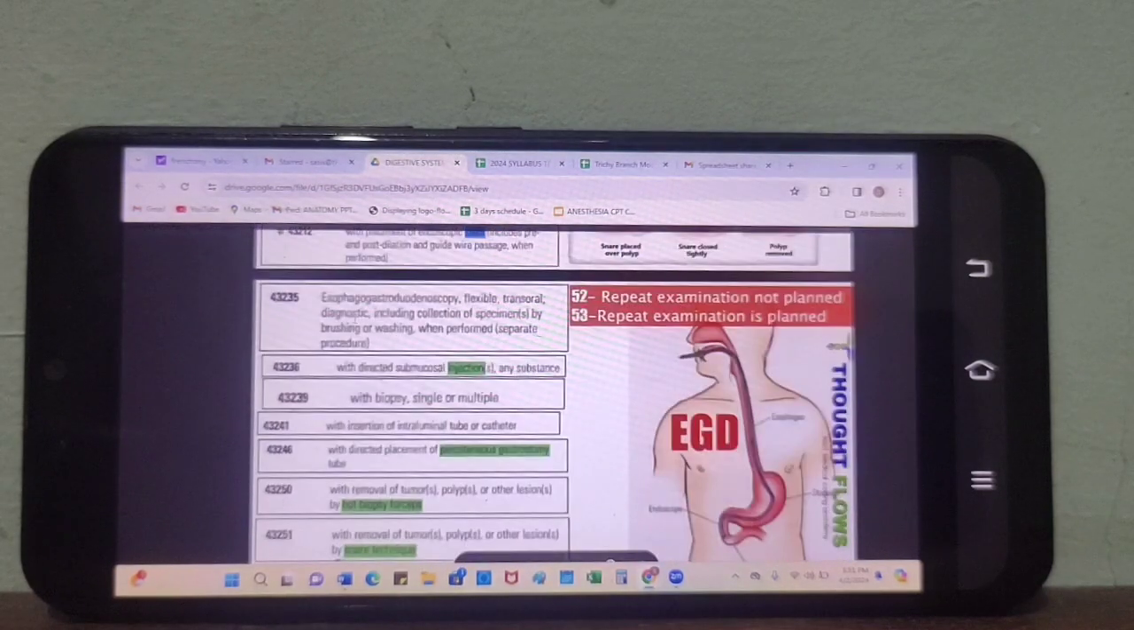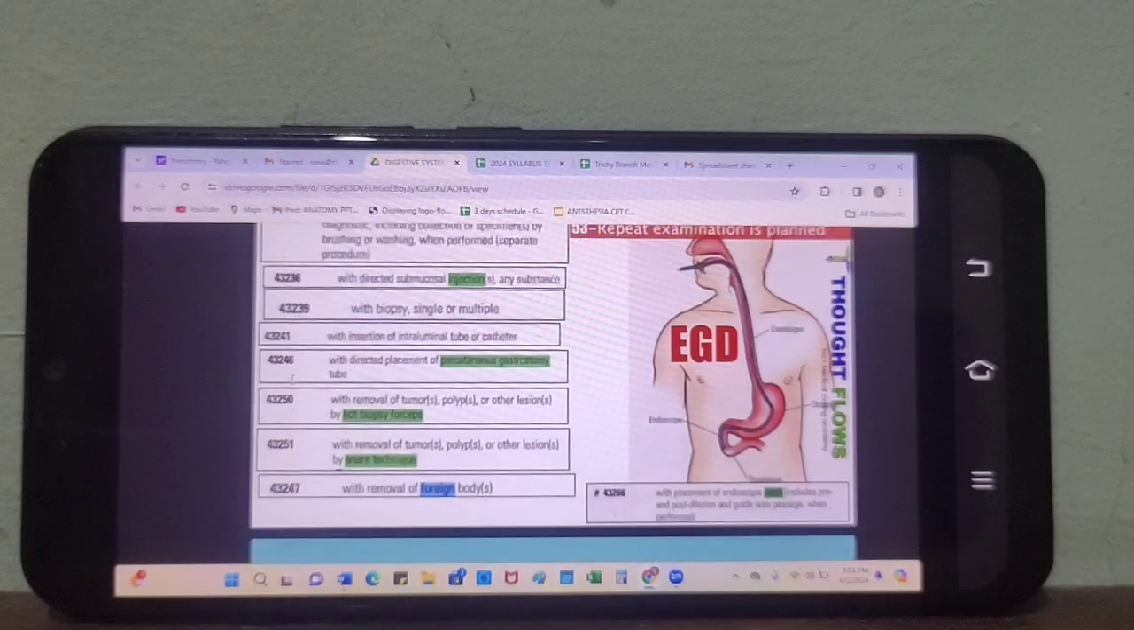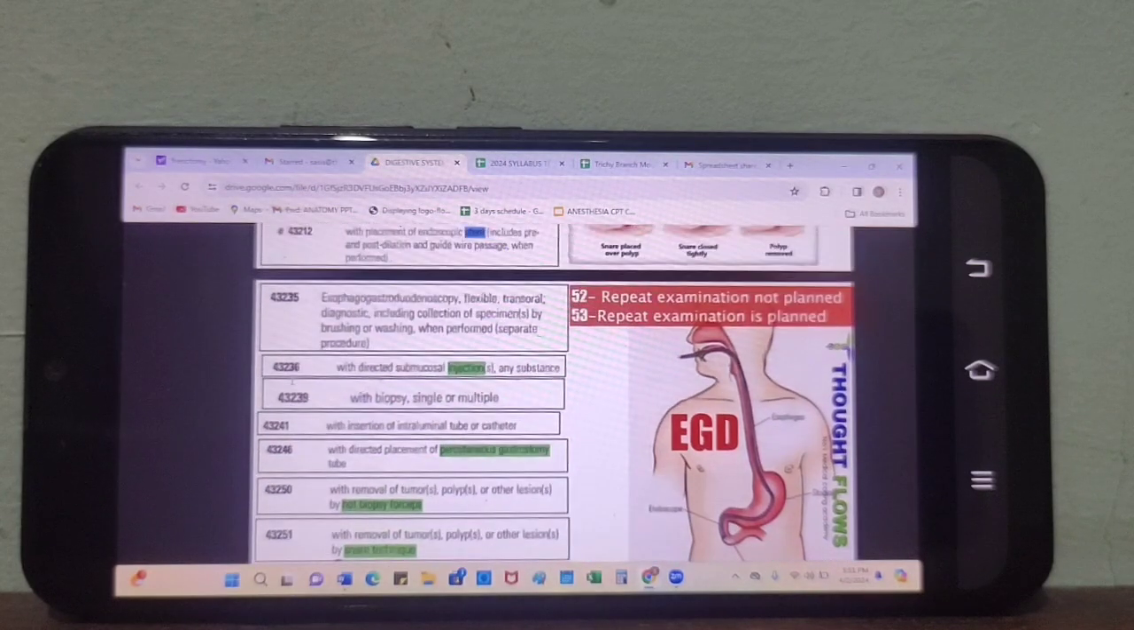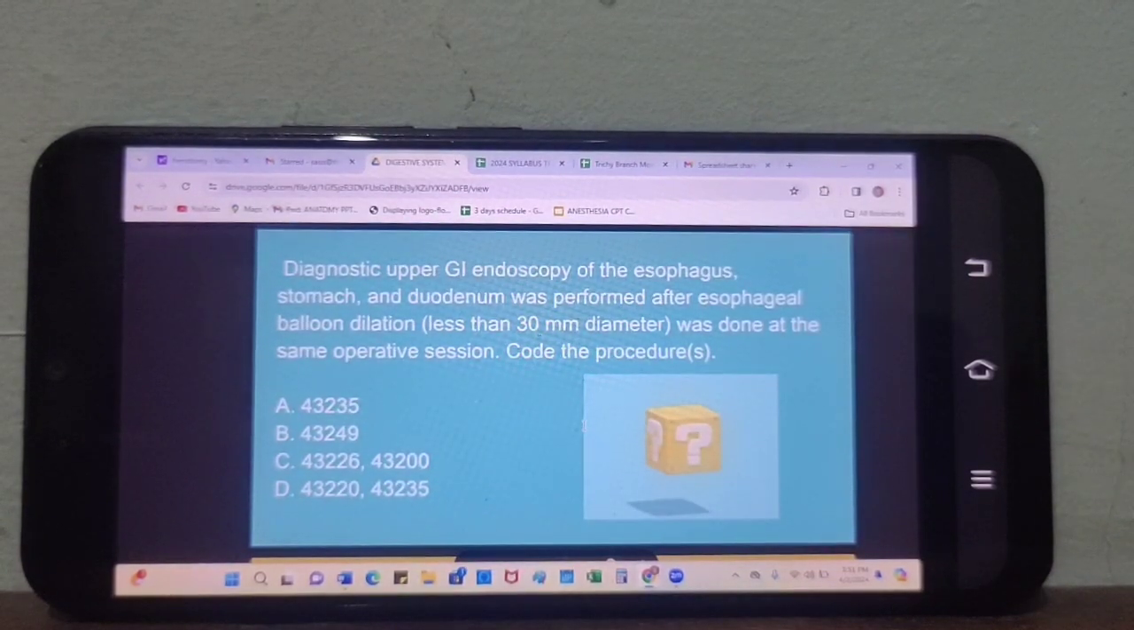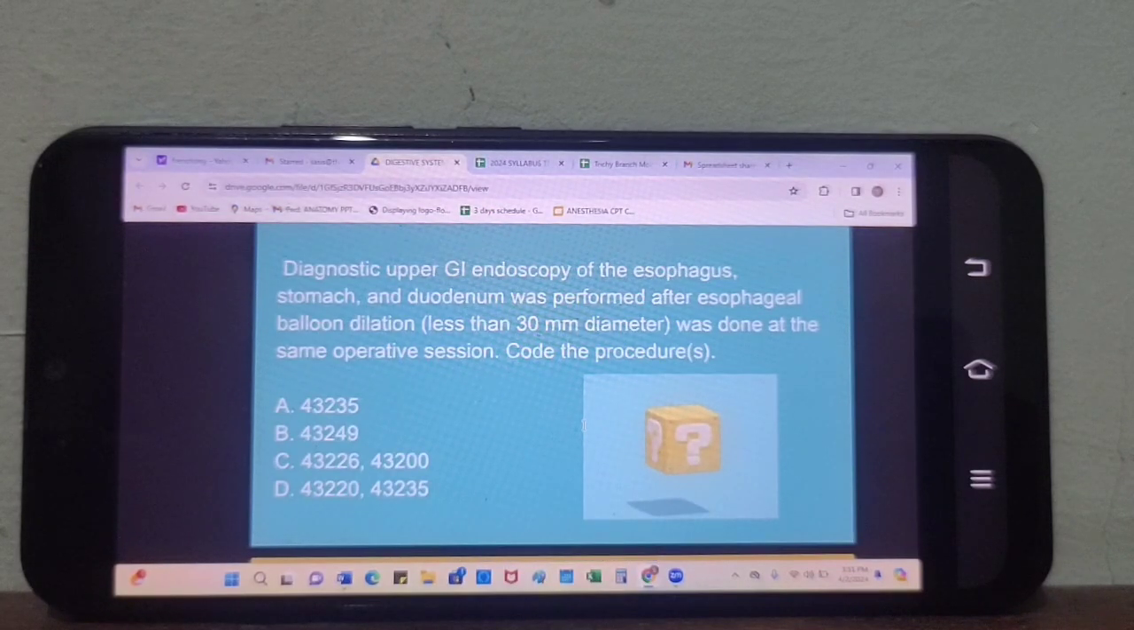Here in ERC, esophagogastroduodenoscopy is also the same. Brushing, washing, 35. Injection, 36. The reasons are the same, but according to the scopy, the code will differ. Did you understand? First of all, you have to check the scopy, and next you have to check the reason.